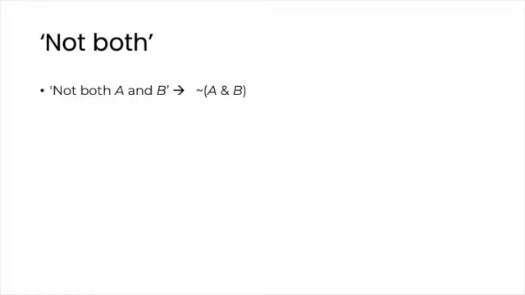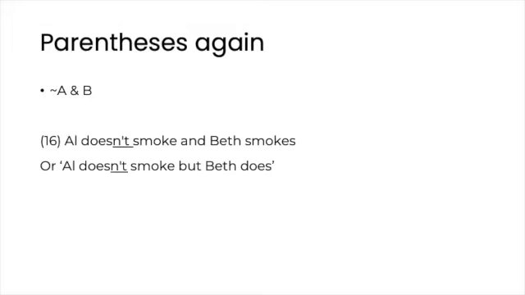If we drop the parentheses, we end up with something like this. And unlike in our previous sentences, here the main connective is the conjunction, since the negation is only applying to the left conjunct. So what this sentence would say in English is something like, "Al doesn't smoke and Beth smokes." Or "Al doesn't smoke, but Beth does."